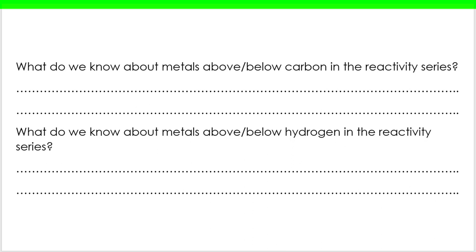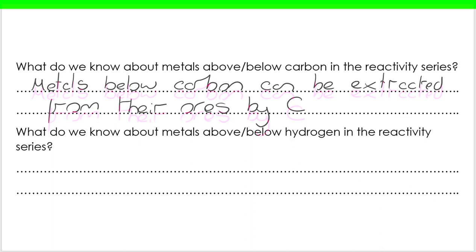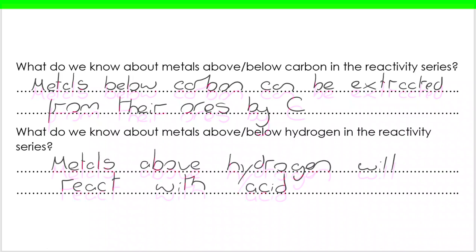So we're going to see this in a later video, but metals below carbon can be extracted from their ores by it. Anything above can't be, and we move into using something called electrolysis, which we have a topic on later on within the course. And hydrogen is a really important one because any metals above hydrogen in the reactivity series will react with acid, but any below will not.